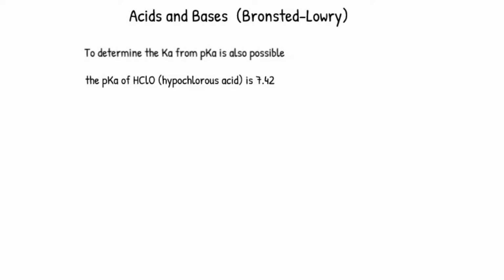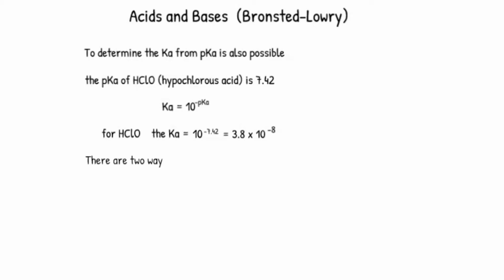In order to calculate the Ka, Ka is equal to 10 to the power of minus pKa. For hypochlorous acid, the Ka is equal to 10 to the power of minus 7.42, which is equal to 3.8 times 10 to the minus 8. There are two ways to determine this on your calculator.